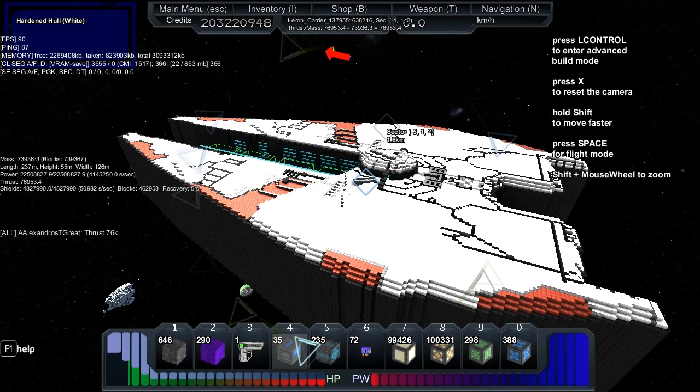AAlexandros' carrier comes in at 73,000 mass, nearly 74,000 mass. It's 237 meters long, 55 meters high, 126 meters wide. The thrust is 76,000. Is that right? Yeah, 76,000 thrust and 74,000 mass. The total power is, and I'm trying not to read this wrong, 22 million. And then the recharge is 414,000. No, I'm wrong. The energy recharge is 4.1 million actually, 4.1 million per second. Total shields, 4.8 million with a recharge of 51,000 per second. Recovery time 5.